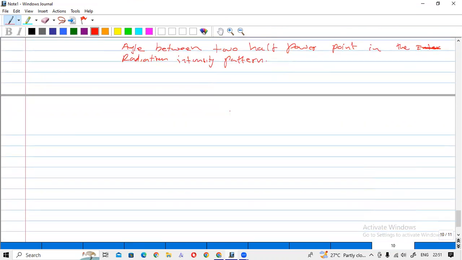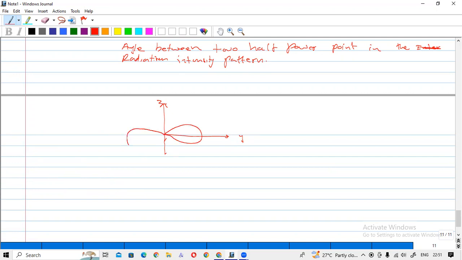So we can consider the infinitely small antenna. This is the Z and this is Y. Our radiation intensity pattern is like this. So you can use the normalized power. This is the maximum power. And if it is normalized, the maximum power is one.